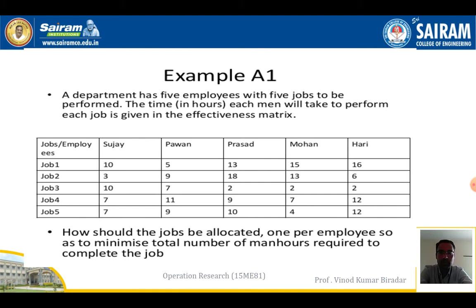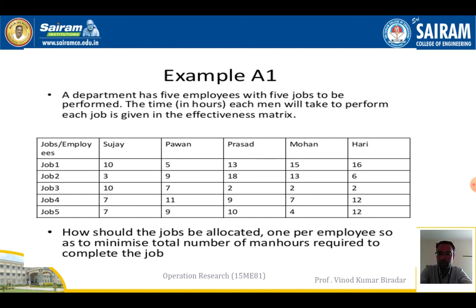The time in hours that each man will take to perform each job is given in the effectiveness matrix. They are asking how the jobs should be allocated to each contractor, with one job per employee, so as to minimize the total number of man hours required to complete the jobs. Five jobs are given, five persons are there, and you have to assign each job to each person so as to reduce the total cost of this given project. That is the given work.